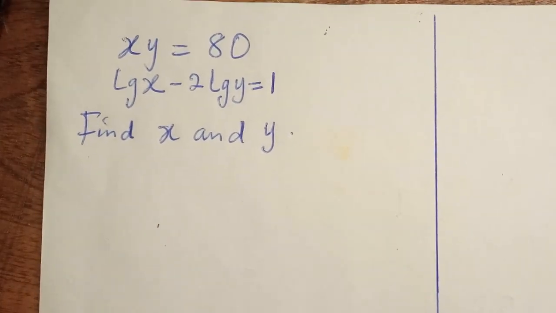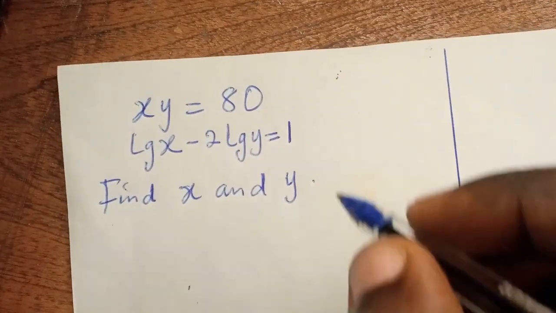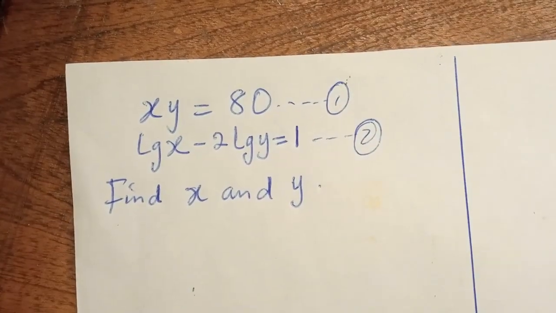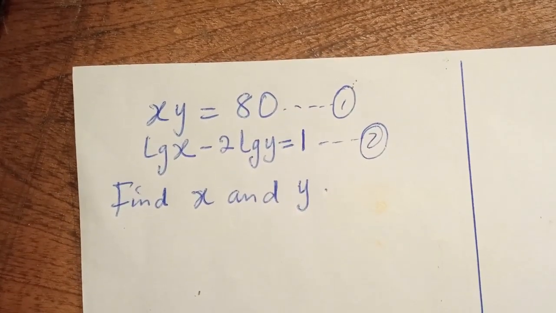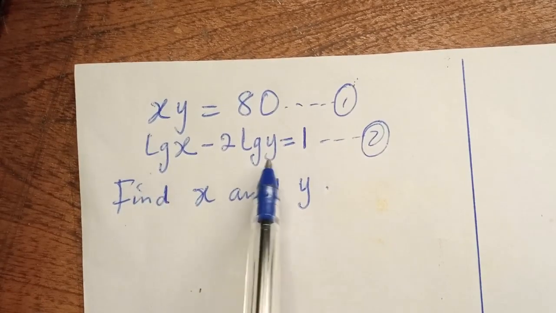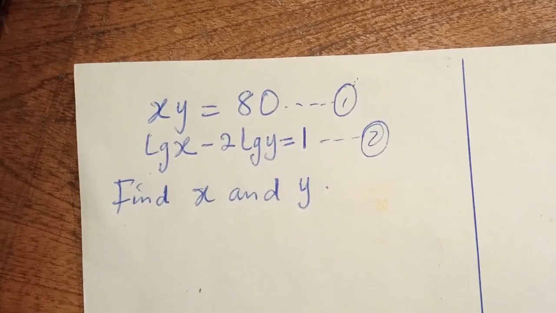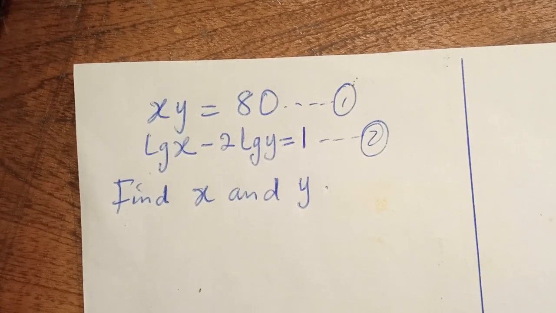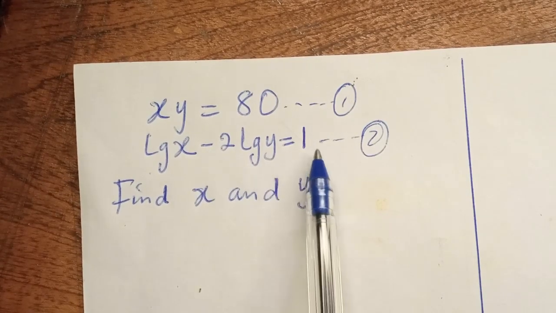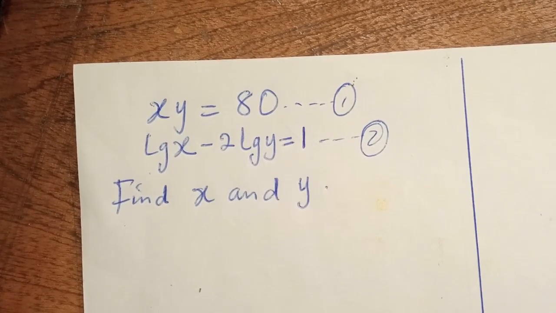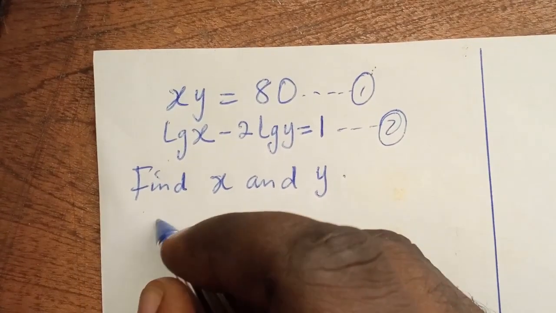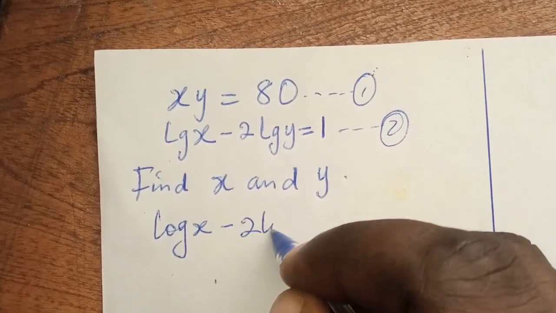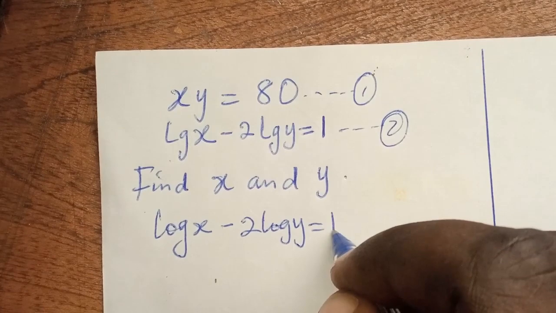First, we are going to state that the first expression here should be equation 1 and this one is equation 2. Looking for the values, we are first going to use the expression that seems a little more complicated, because xy equal to 80 is very simple, but log x minus 2 log y equal to 1 is more extensive. So we are going to use log x minus 2 log y equal to 1.